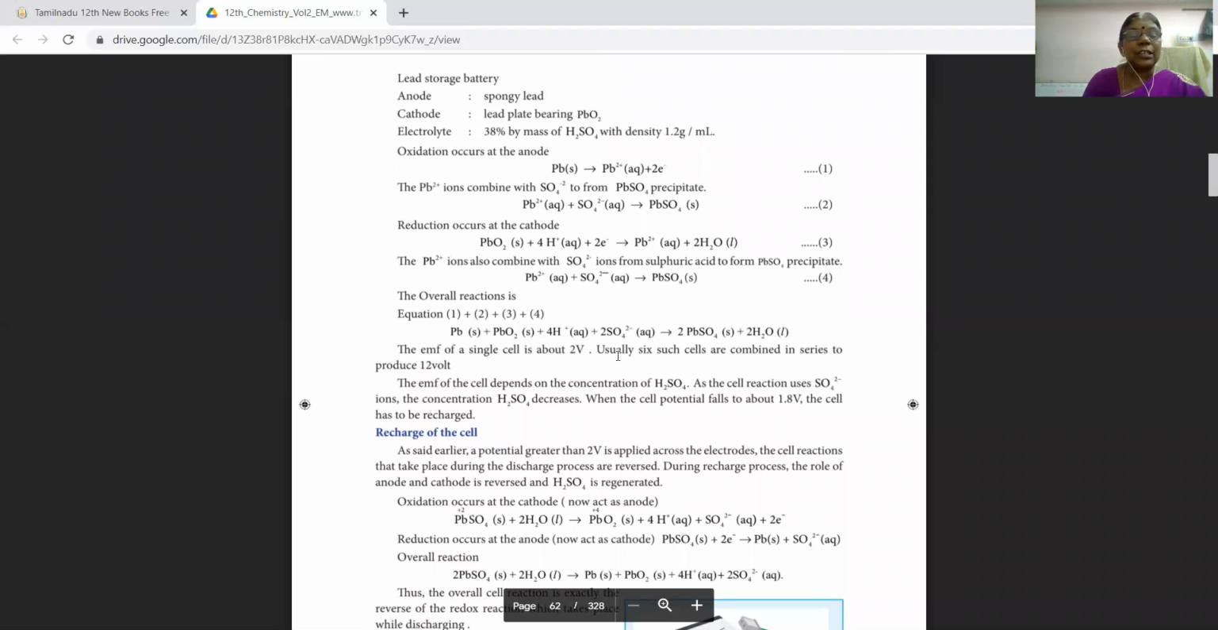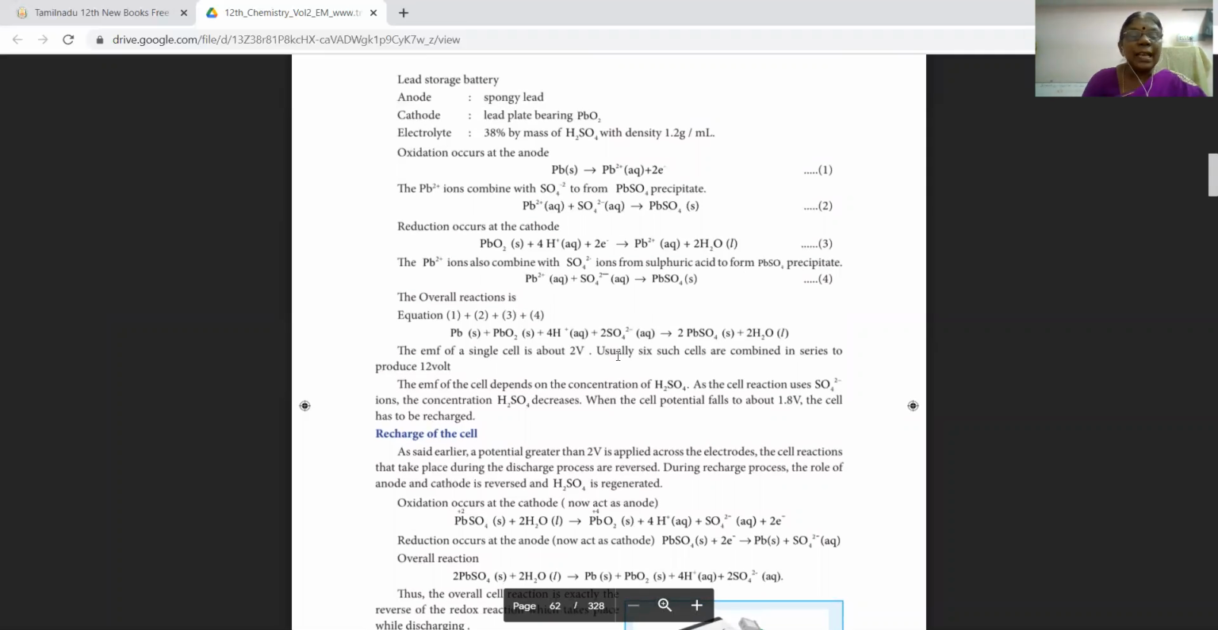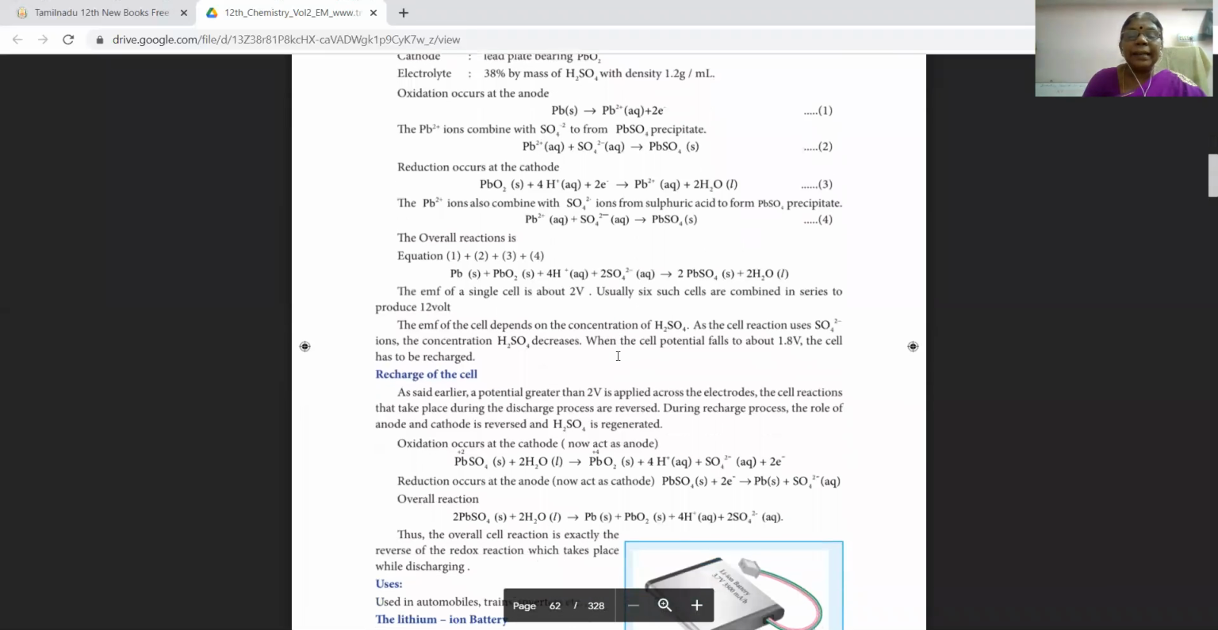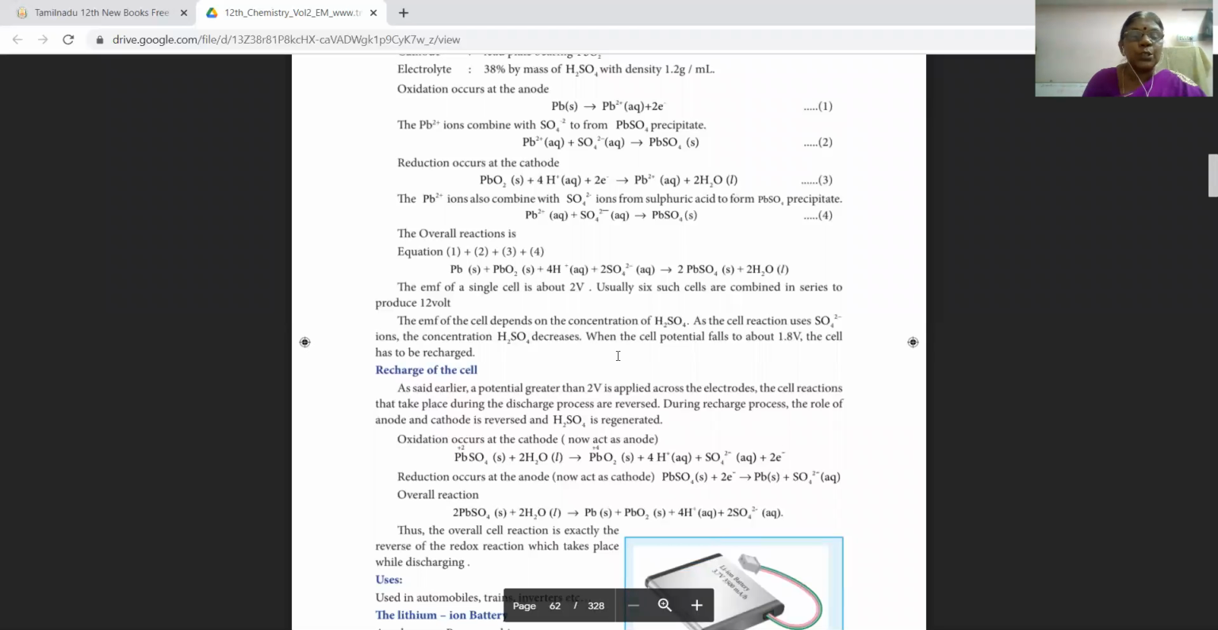The overall reaction is equation 1 plus 2 plus 3 plus 4. If you add all 4 reactions, you will get lead plus lead oxide plus 4H+ plus 2 sulfate ions gives lead sulfate and water. The EMF of the single cell is about 2 volts. Usually 6 cells are combined in series to produce 12 volts.